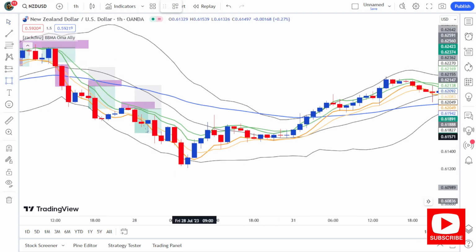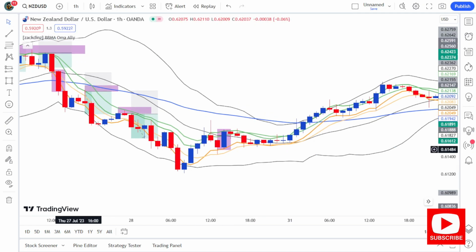Once price closes over the middle Bollinger Band, then it is another direction. Like in the case of this bearish trend, we have been taking re-entries. Price closed above the middle Bollinger Band, changing its direction to an uptrend.